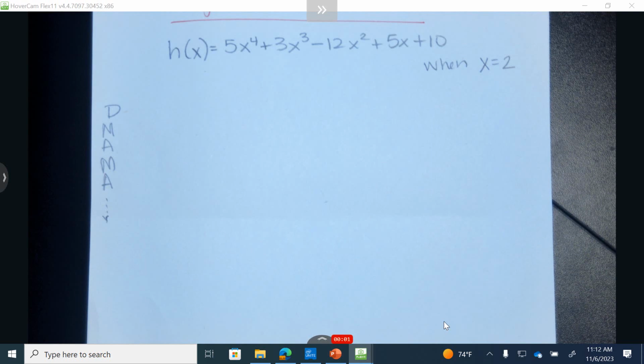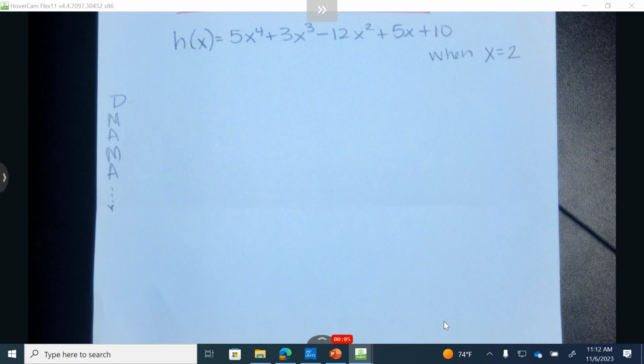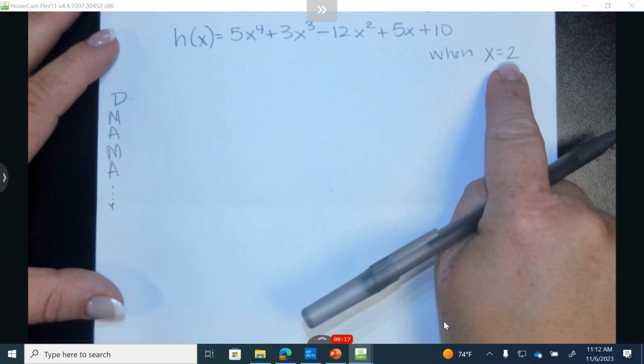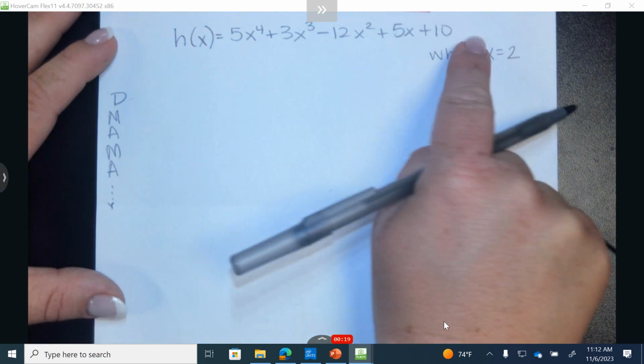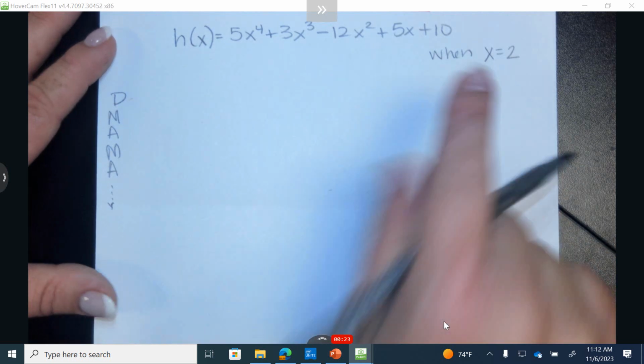We are going to learn a method called synthetic division. Now, synthetic division we will use next week, and we'll use it in a way to identify x-intercepts on a graph or within a function. Today, we're going to learn this method called synthetic division, and what we're going to do is plug 2 in as the input, and we'll be able to figure out what is the output of this function, again, when x is 2.